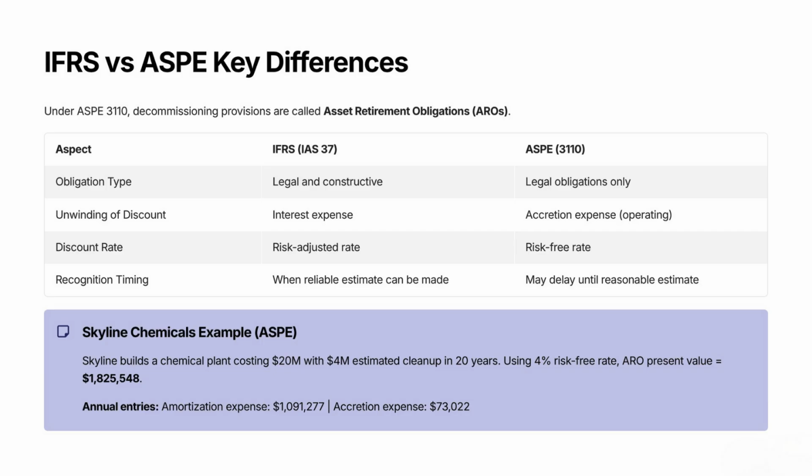Under ASPE 3110, decommissioning provisions are called Asset Retirement Obligations, AROs. While the core principles are similar, there are a few key differences to remember. IFRS recognizes both legal and constructive obligations, while ASPE recognizes legal obligations only. IFRS, unwinding of discount recorded as interest expense. ASPE, on the other hand, unwinding recorded as accretion expense. IFRS uses risk-adjusted discount rate and ASPE uses risk-free rate.